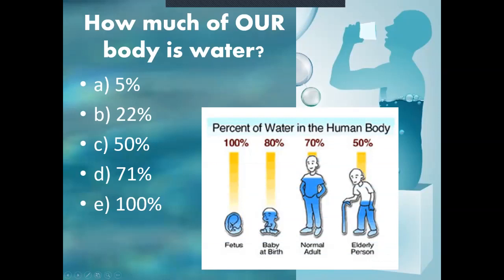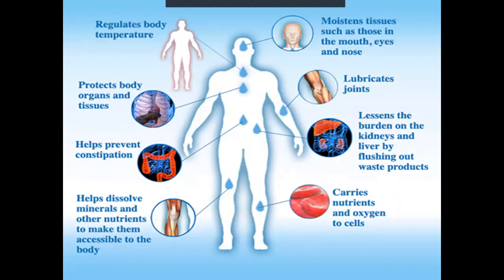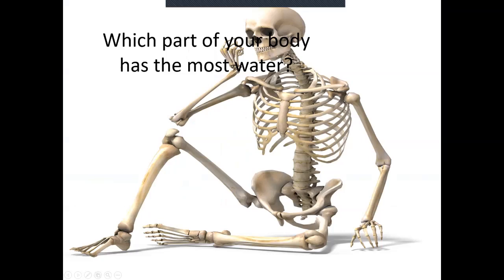And then babies are much more water actually than we are. I'm assuming you are all normal adults. I'm assuming I am too. That one is a huge assumption. And then I don't know why it would decrease as you get older. But water, of course, in us does so many things, from carrying nutrients around, lubricating joints, regulating body temperature, dissolving nutrients, keeping you from being constipated. This was something that was fascinating to me. So what part of the body has the most water?